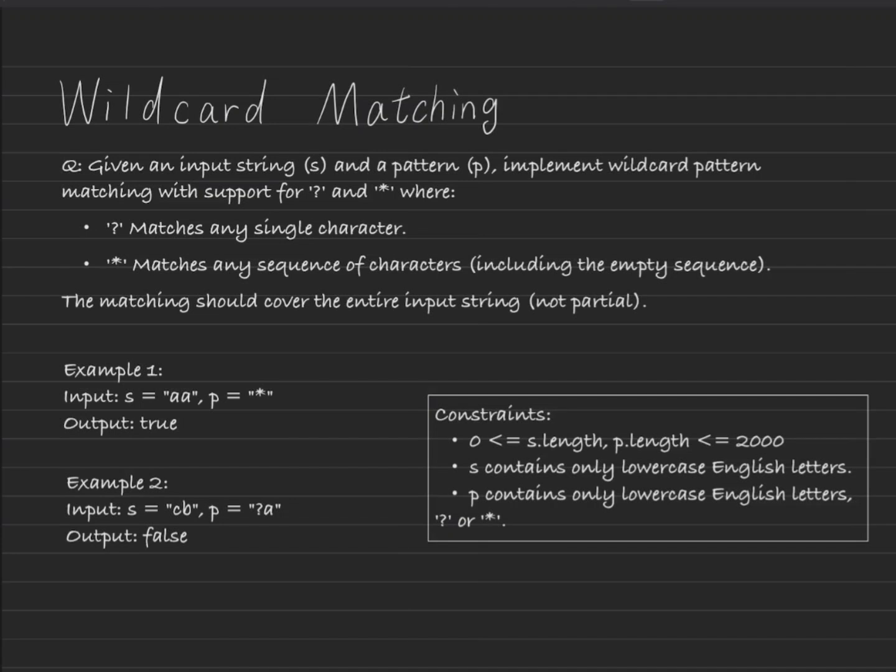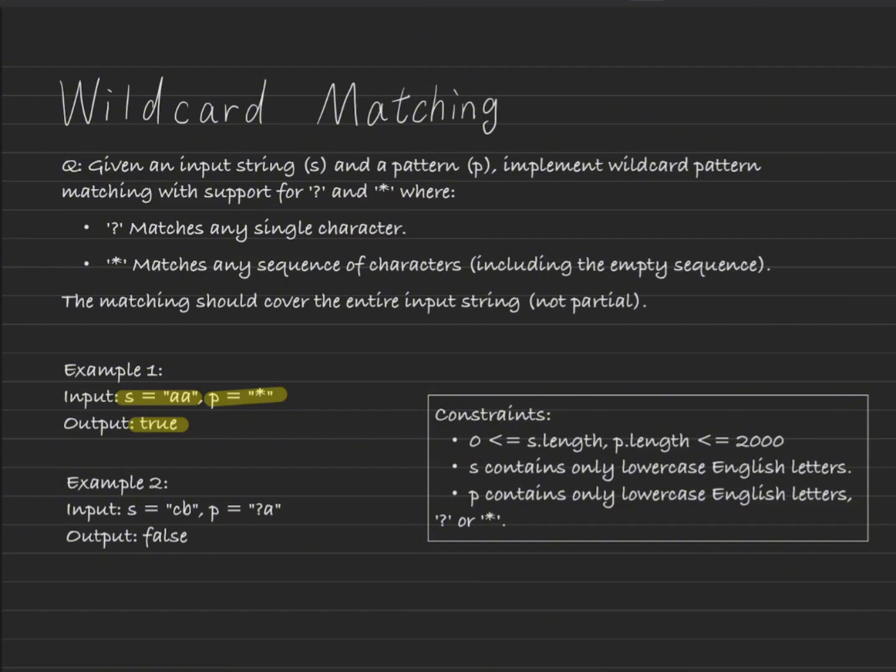So let's look at a few examples here. The first example, we have the input string as AA and the pattern is the star sign. Since the star matches any number of characters, this is a match and the output is true.